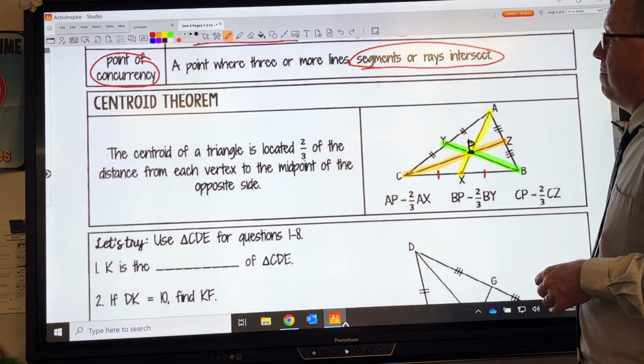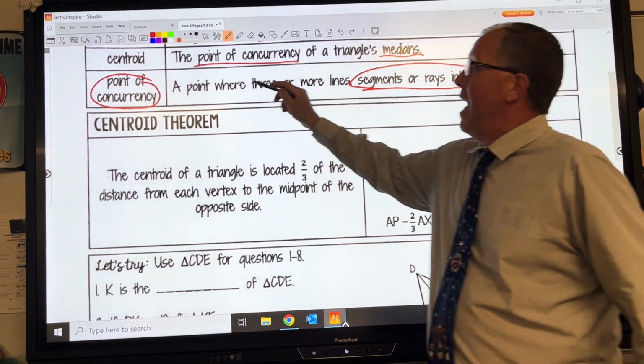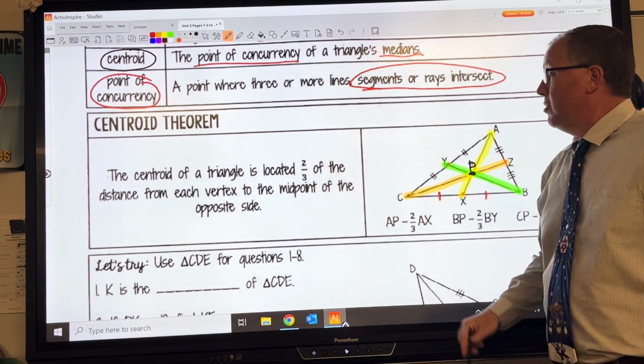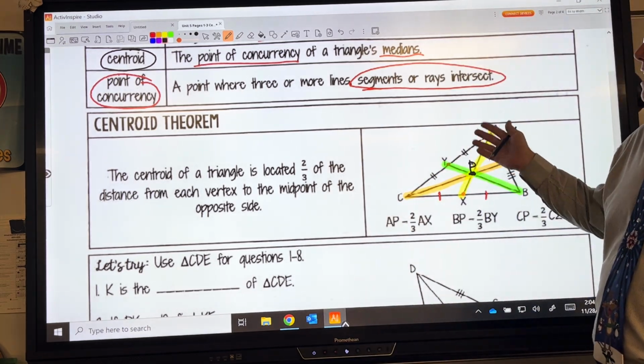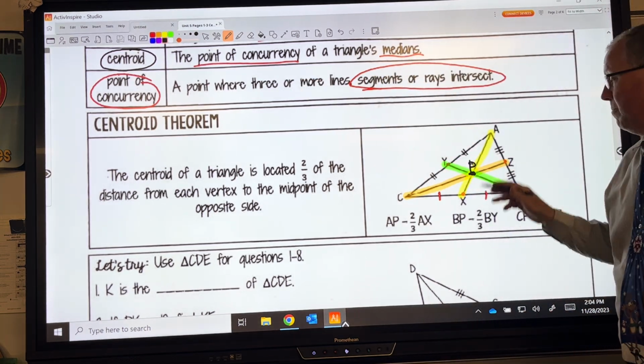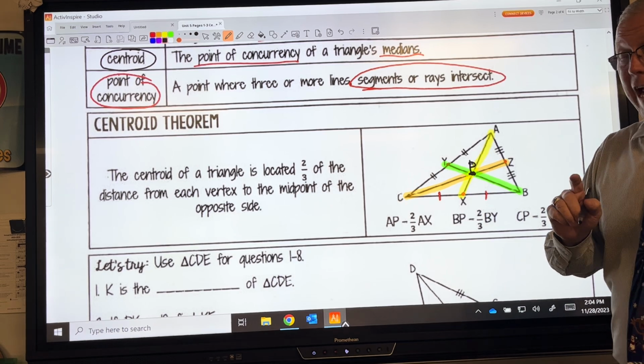Because these are medians, right? You got medians crossing each other. That makes that point called a centroid, right? So this is called the centroid because that's where all the medians intersect. So my 3 medians cross right there. That is our centroid, okay?